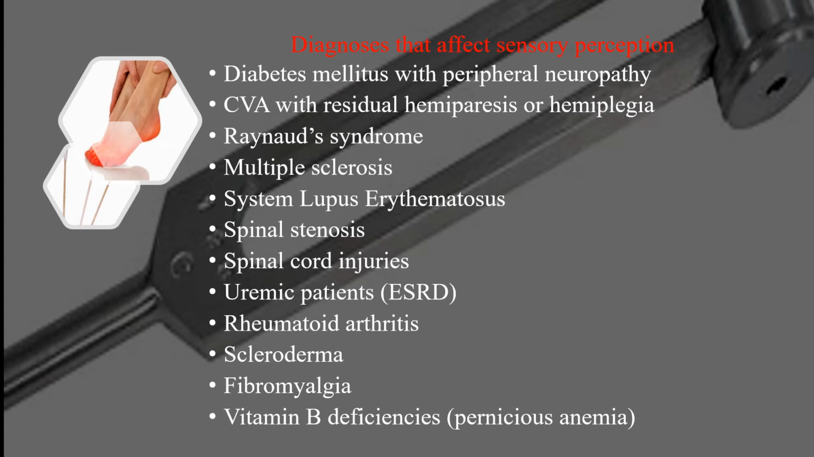Diagnoses that affect sensory perception include diabetes mellitus with peripheral neuropathy, a CVA with residual hemiparesis or hemiplegia, Raynaud's syndrome, multiple sclerosis, systemic lupus erythematosus, spinal stenosis, spinal cord injuries, uremic patients in end-stage renal disease, rheumatoid arthritis, scleroderma, fibromyalgia, and patients with vitamin D deficiencies.